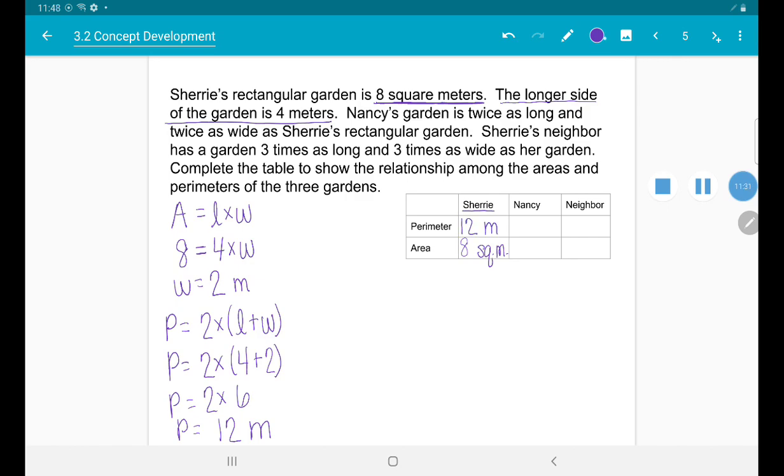Okay, I'm going to switch colors to go on to Nancy's. Nancy's garden is twice as long and twice as wide as Sherry's rectangular garden. So that's all it tells us about Nancy's garden. It's twice as long and twice as wide as Sherry's. I know Sherry's width was 2 meters. So if it's twice as wide, then Nancy's garden is going to have a width of 4 meters because 2 times 2 is 4.